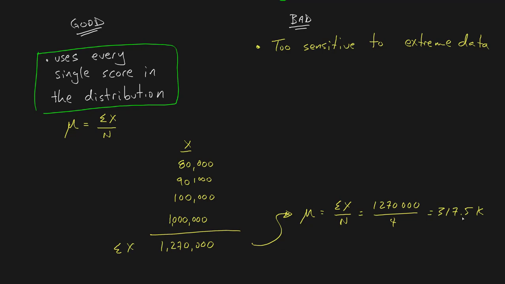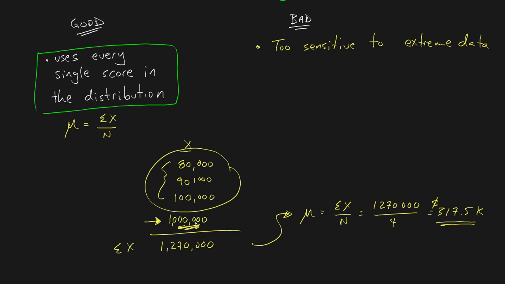So this is 317.5K. Now, this value here isn't exactly what we would call typical of this entire distribution. In fact, there's one person who makes far more than that, about 3 times as much, and everybody else in the distribution makes far less than this supposedly typical value. In fact, they make less than a third of it. So in other words, this supposedly typical value is not typical at all. The mean fails in a situation where we have a cluster of data and then there's an extreme outlier.